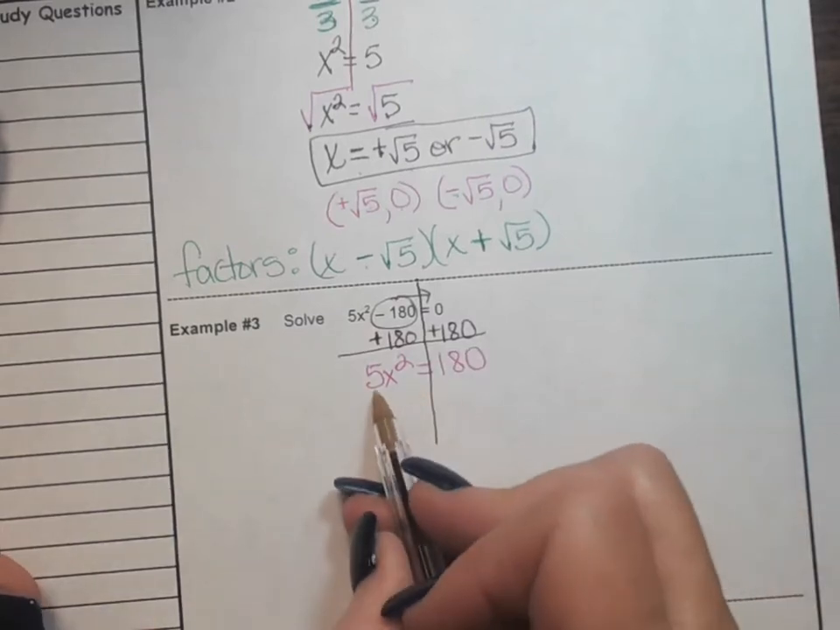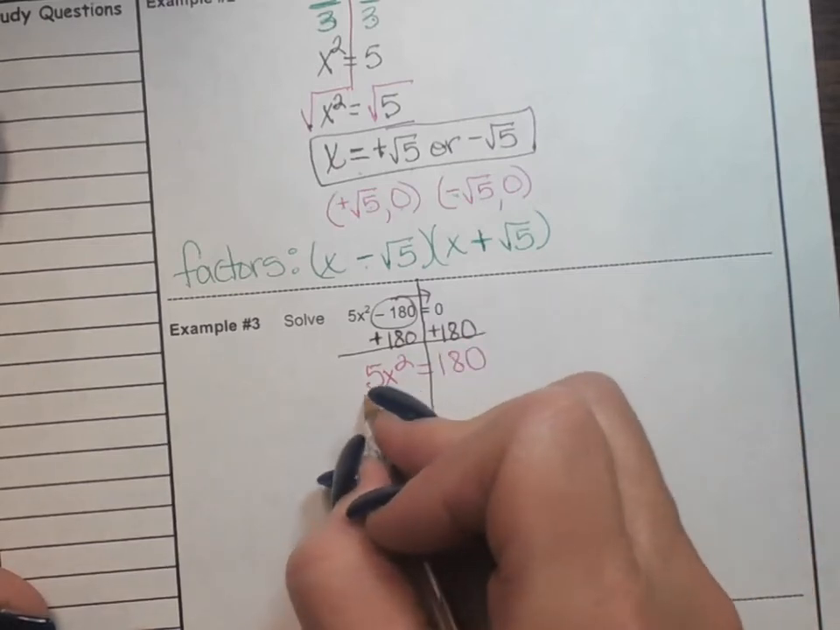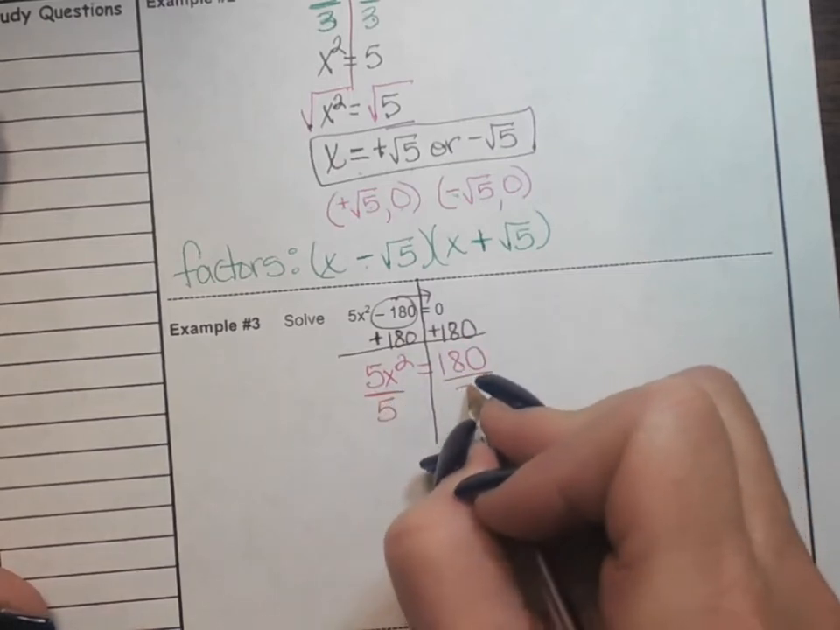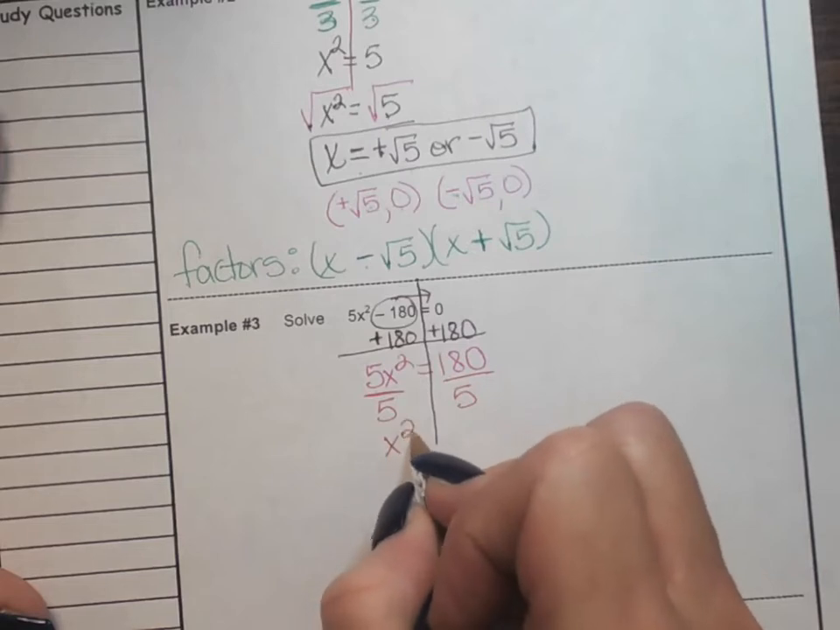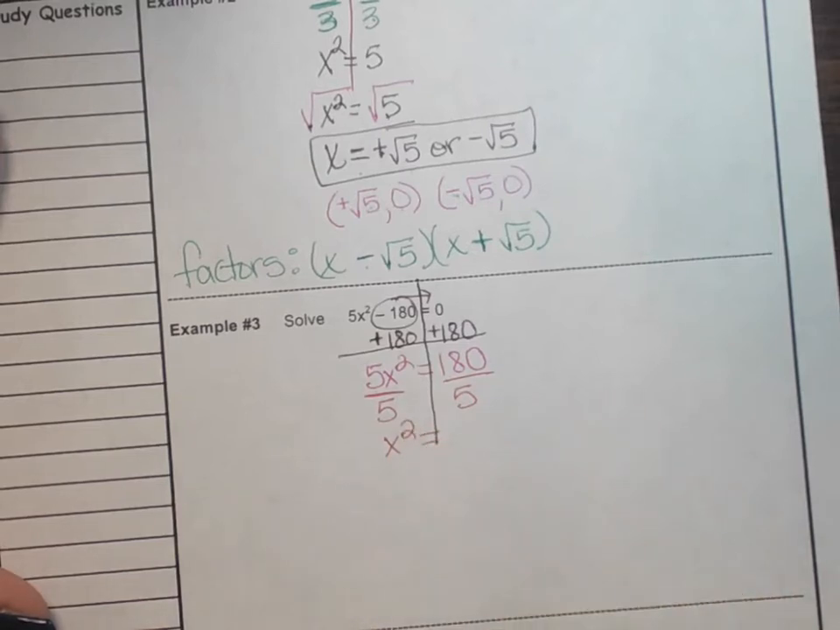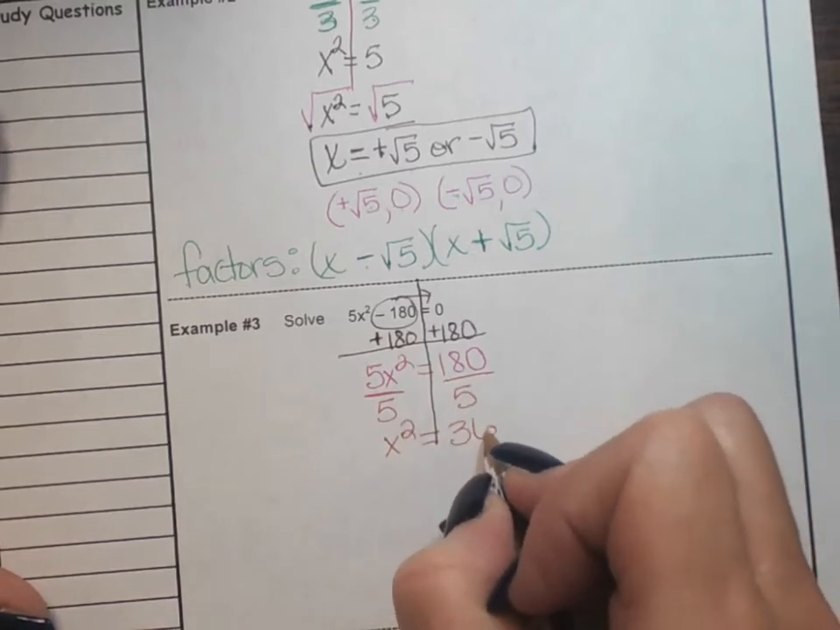We need to move the 5. Remember, the opposite of multiplying is dividing. So we're going to divide both sides of our equation by 5. And when you divide, 5 divided by 5 is 1. So you're going to get x squared equals, and 180 divided by 5 is 36.